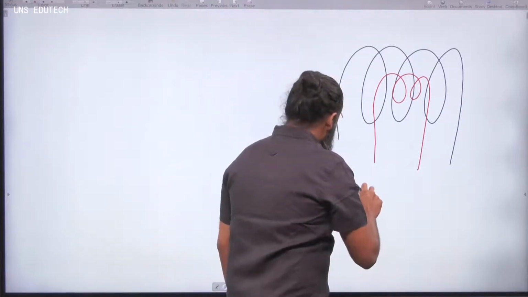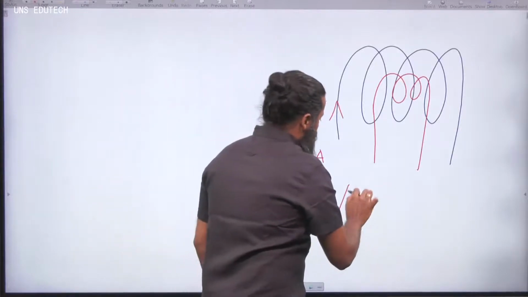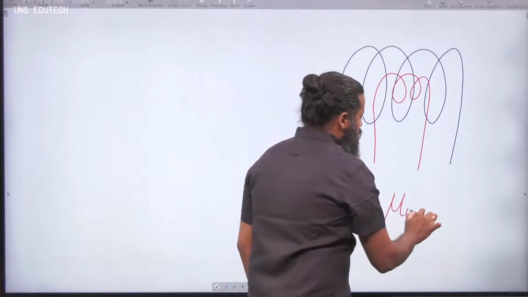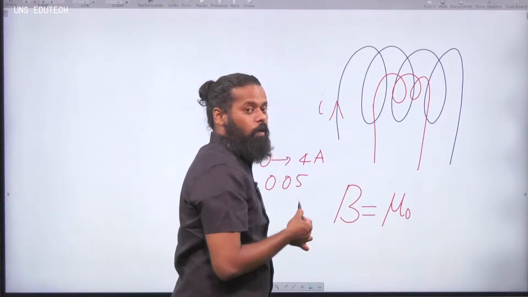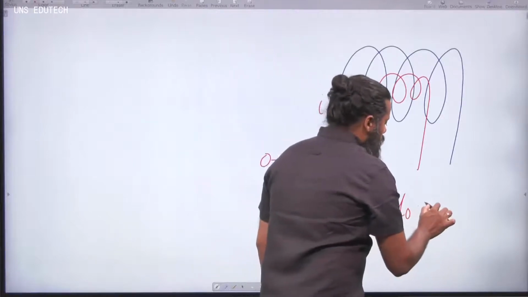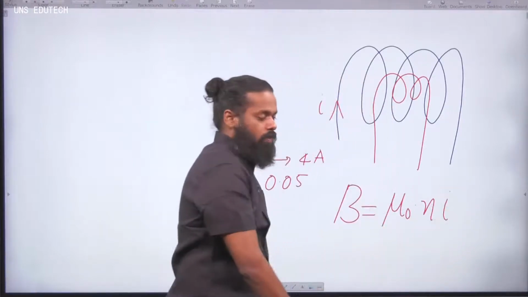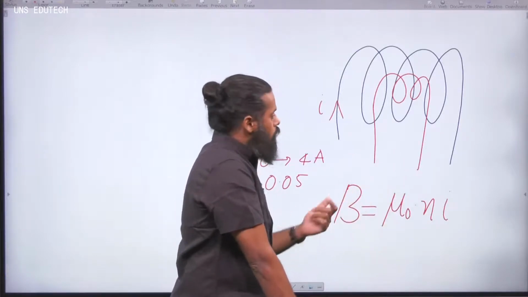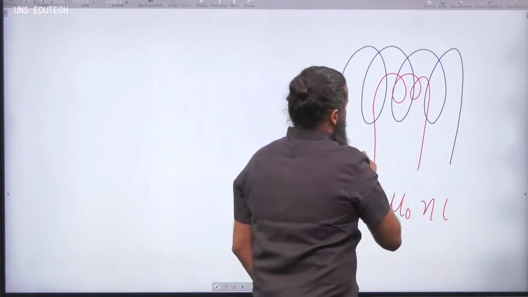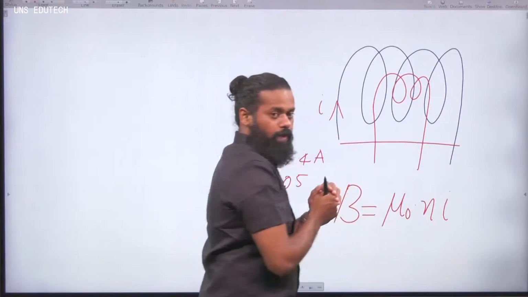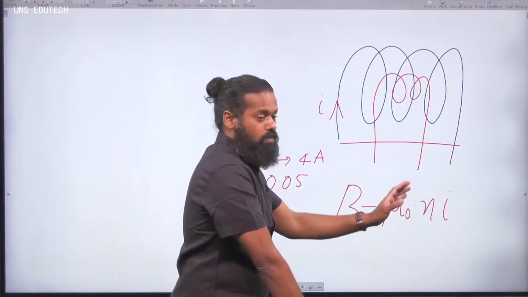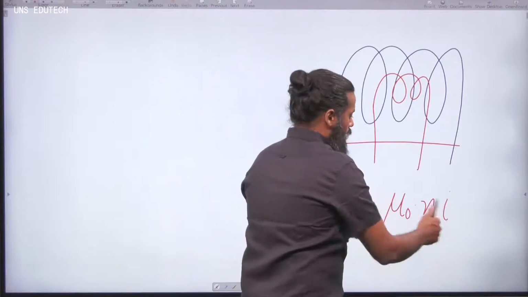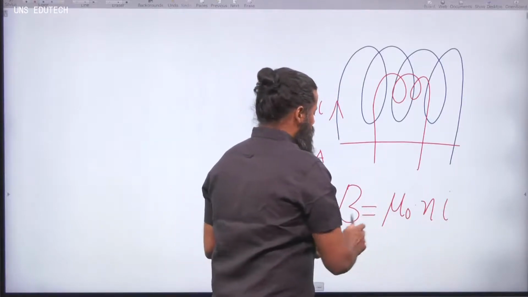So B, the magnetic field at the center of a solenoid, will be equal to a quantity called mu 0, which is a constant called permeability of free space, mu 0 into n into the current passing through the system. See, n is nothing but the number of turns per unit length, that is directly given. So if you take a solenoid, total length you take, total number of turns you take, then if you divide the total number of turns by length, you will get number of turns per unit length, okay.